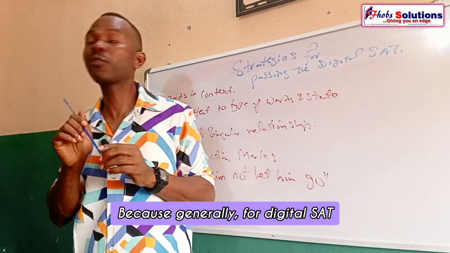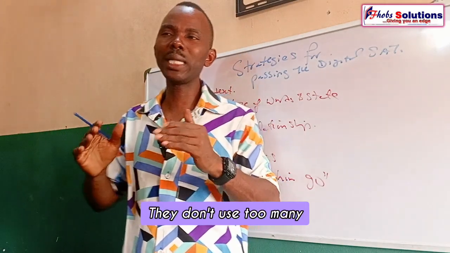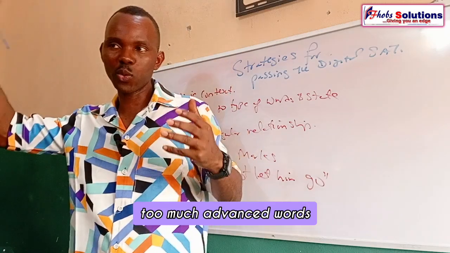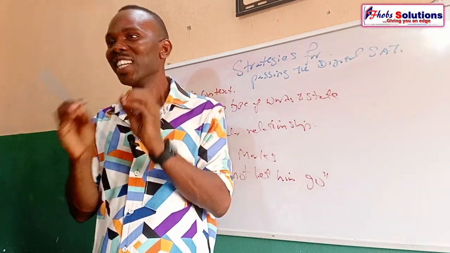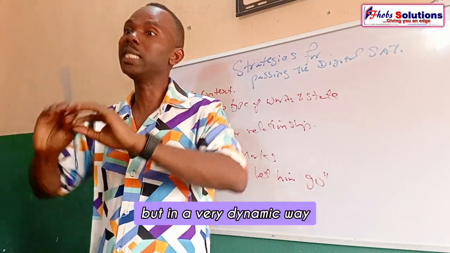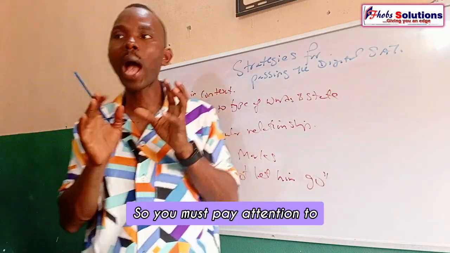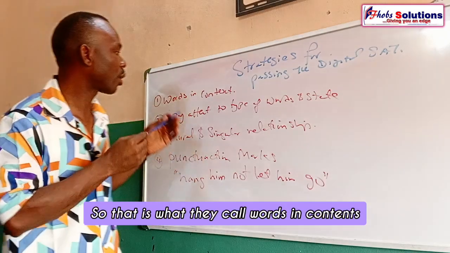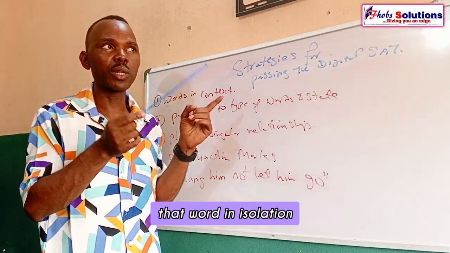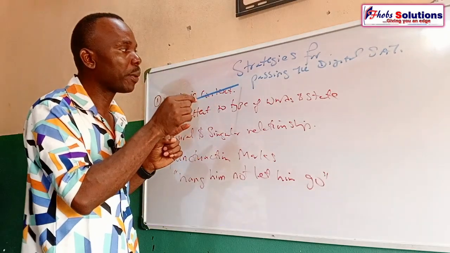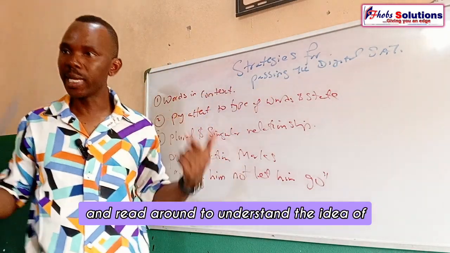And because generally for digital SAT, you must give it to them, they don't use too many advanced words. They use simple words like restrain. Do you understand? They use simple words, but in a very dynamic way. So you must pay attention to how it is used. So that is what they call words in context. So you are not just going to take that word in isolation. You are going to read the sentence, possibly go backward and read around to understand the idea of what they are talking about.